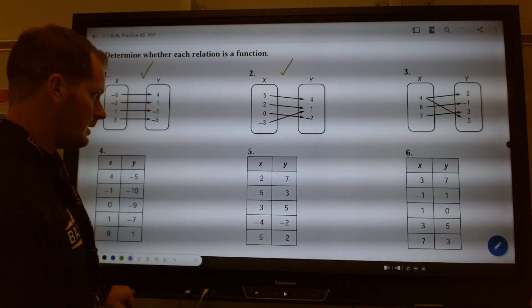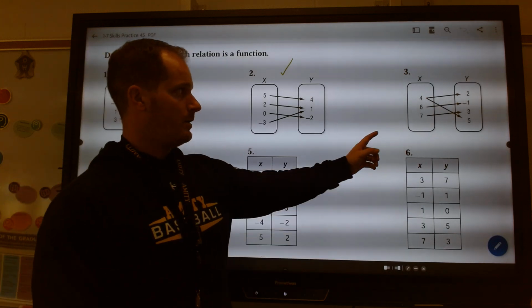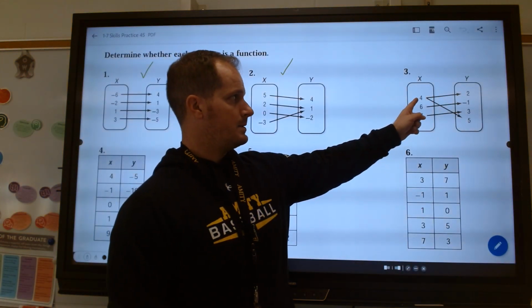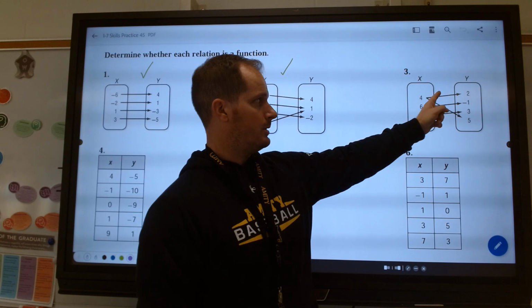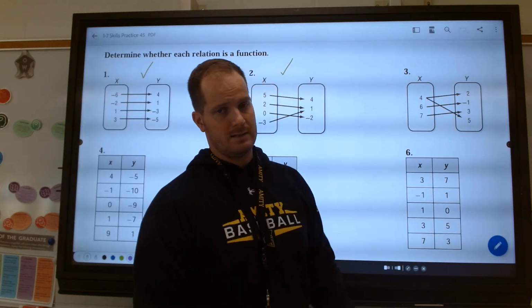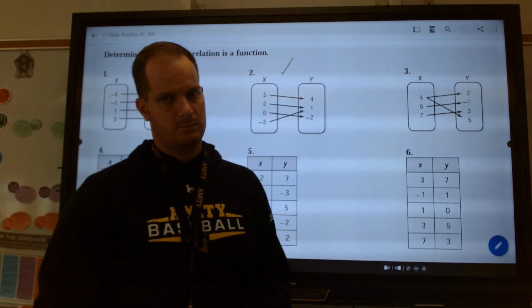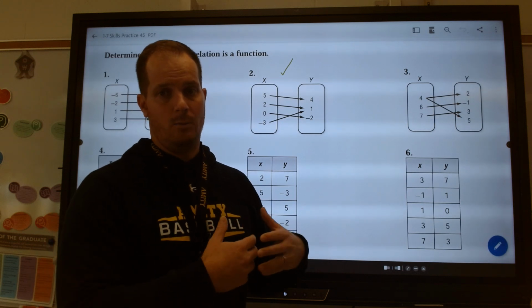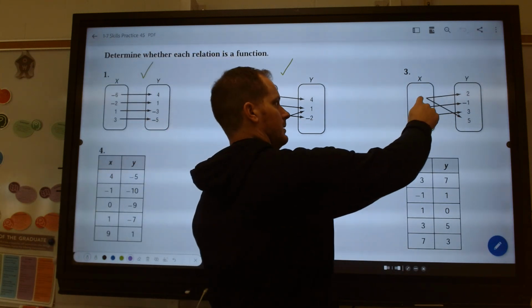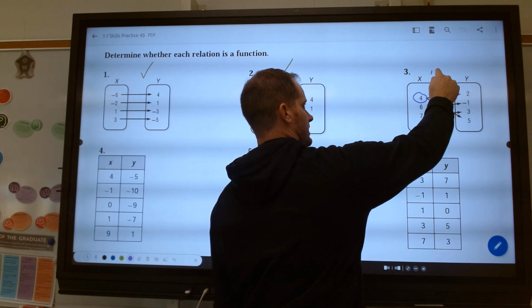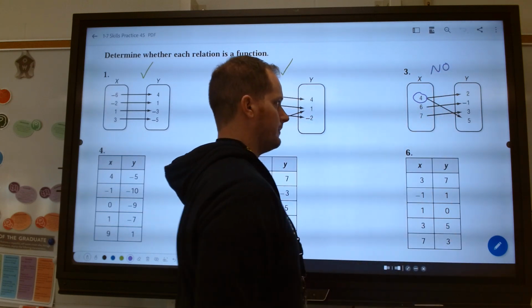With number 3, you'll notice that our input of 4 has an output of 2 and 5 at the same time. This is not a functional relationship because, again, it doesn't maintain that one-to-one relationship. So 4 makes this not a function. So this is a no.